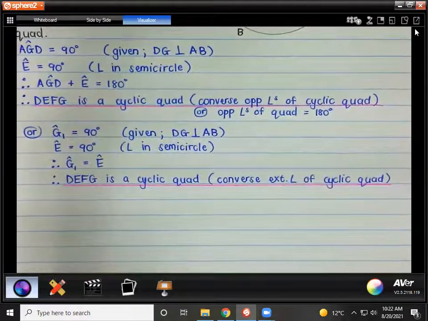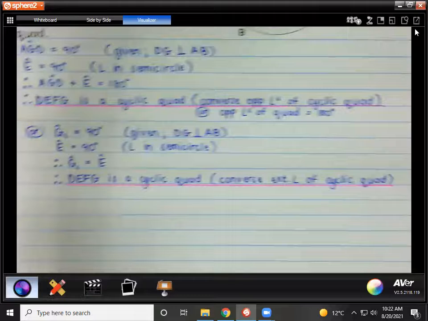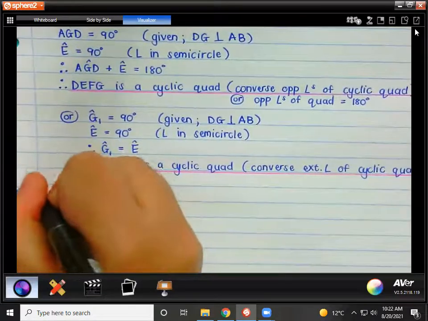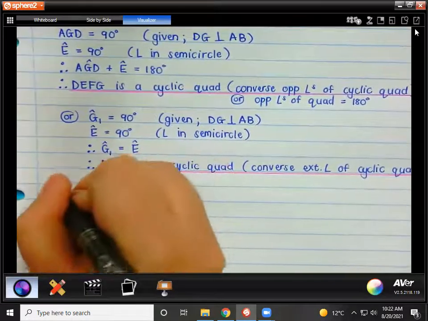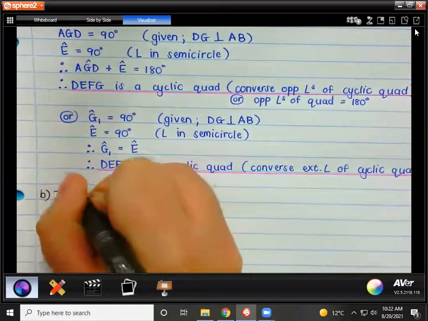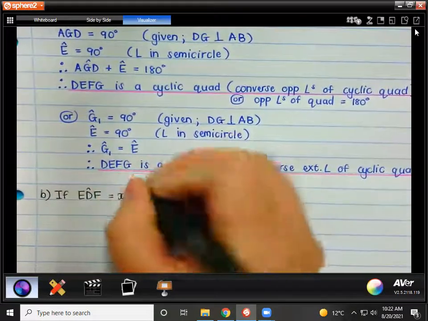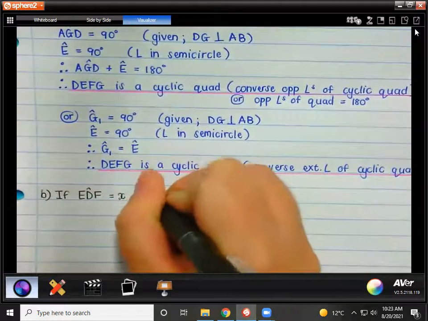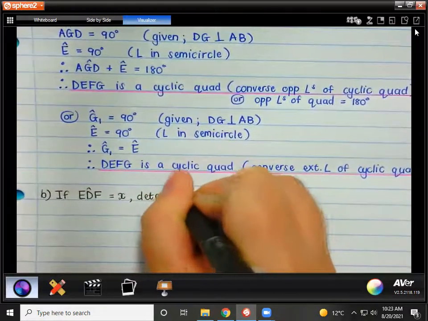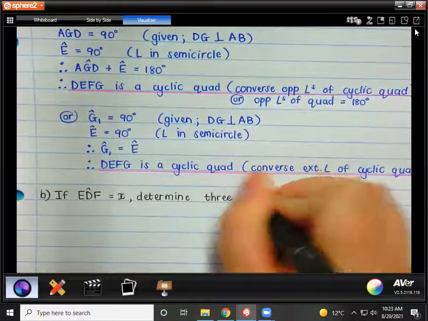Yeah, the angle of E. Okay. E, we're just going to do that one very quickly. If angle EDF is equal to X, determine 3 other angles equal to X.